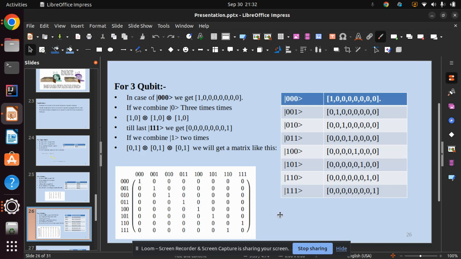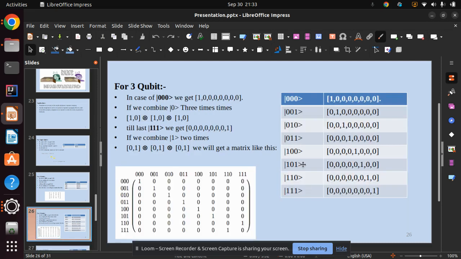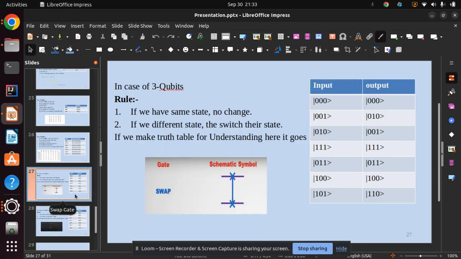Tensor product is something I'll be making another in-depth video for, but by doing the tensor product of three elements, I'll be getting this matrix. In case of two cross two, if I did the tensor product for this, I'll be getting this matrix. These values, the tensor product gives me this, right? I have 4 elements in the 2 case, and I have 1, 2, 3, 4, 5, 6, 7, 8 elements in this case, because 2 to the power 3 is 8. So 8 possible combinations.